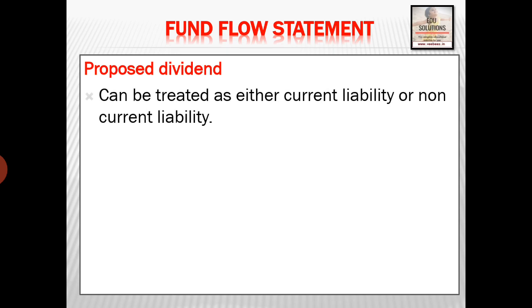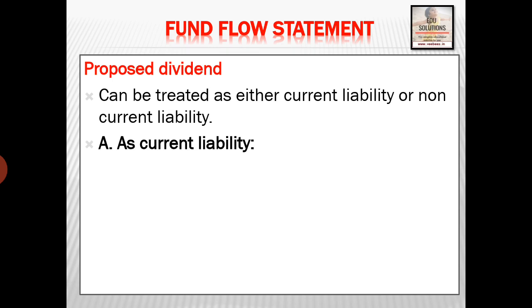Dear students, with regard to fund flow statement, we have already covered different non-current accounts, and today we are discussing another non-current account to be adjusted, that is dividend. Proposed dividend can be treated as either current liability or non-current liability. It is like a provision for tax. Provision for tax can be treated as either current liability or non-current liability. Likewise here, proposed dividend can be treated as either current liability or non-current liability.